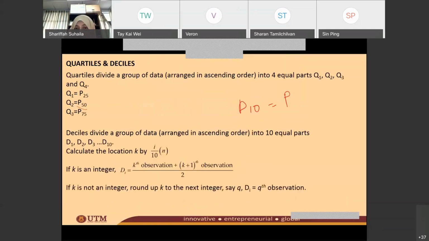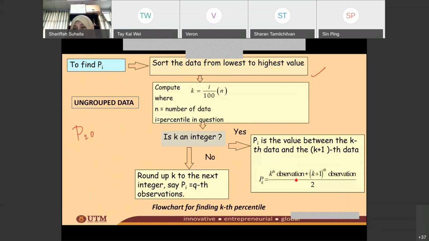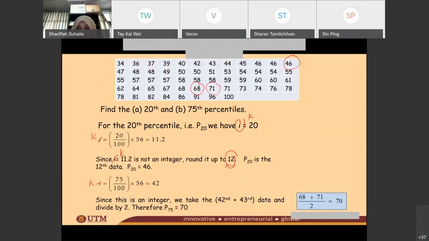Okay, if we refer back to the flowchart, the kth observation and the (k plus 1)th observation. Earlier we got 42, right? So the 42nd and also the 43rd data. Then you take the average. So the positions 42 and 43 have values 68 and also 71. So 68 plus 71 divided by 2, which is 70. So that is your P75. Okay. So that is the procedure for how you determine your percentile for ungrouped data.